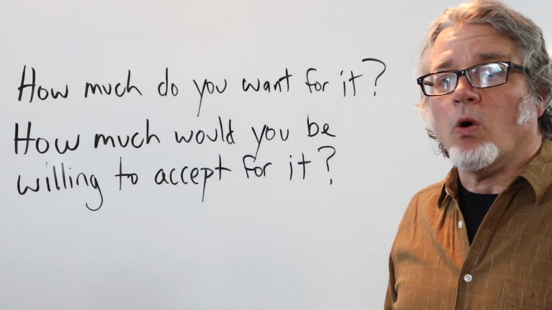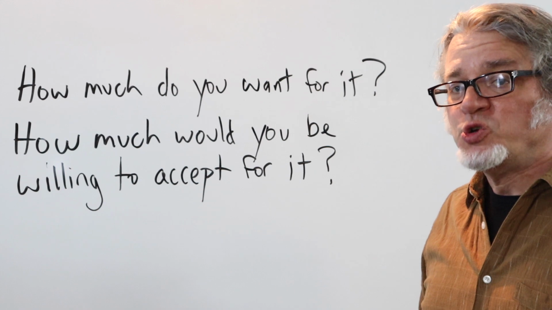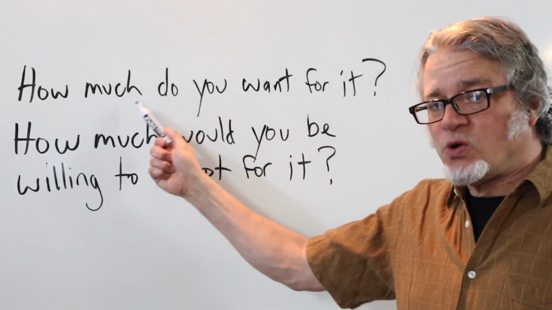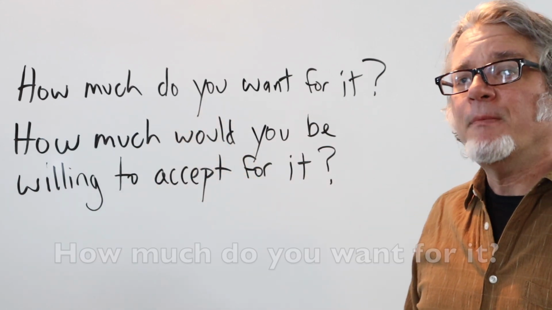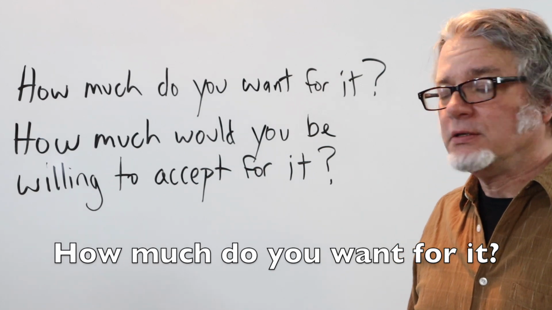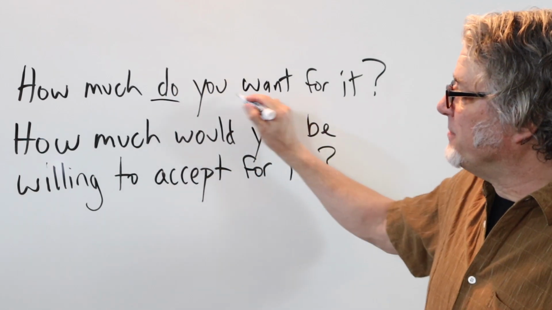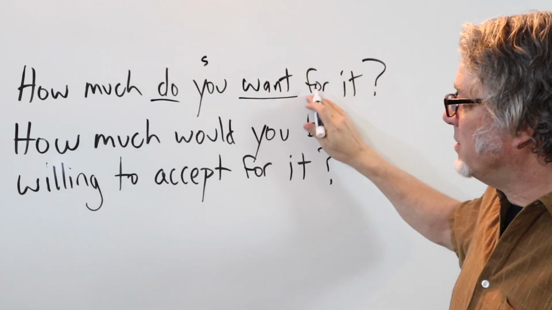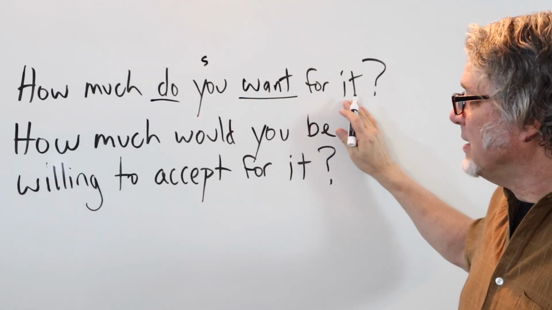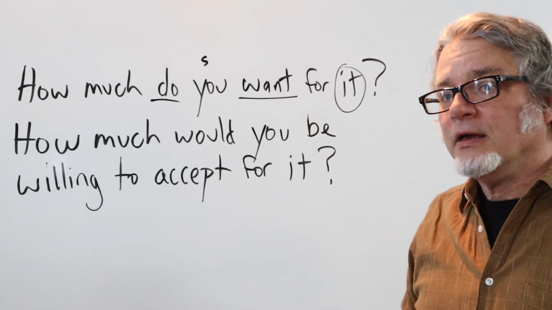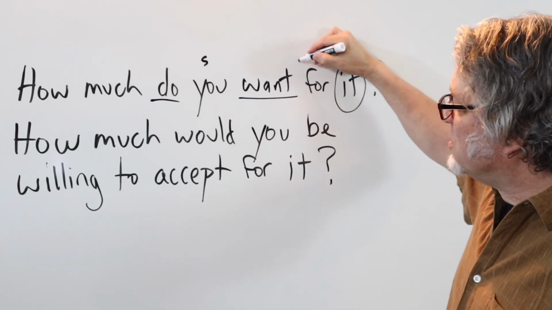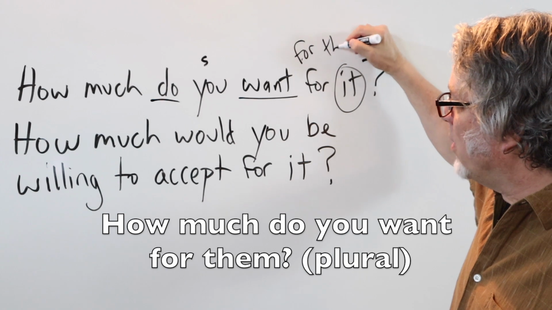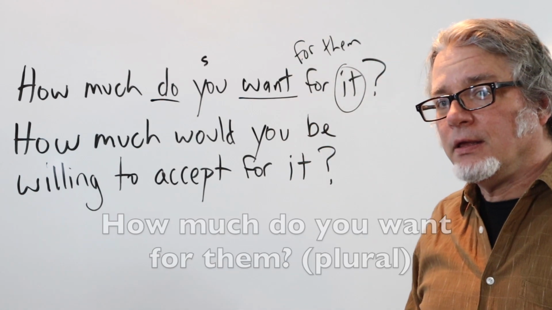If a price or cost is negotiable, then use these questions. How much do you want for it? Here's the helping verb, main verb. This is the subject. Here's the preposition, and then this would be the thing. If it's plural, you would just say, how much do you want for them?